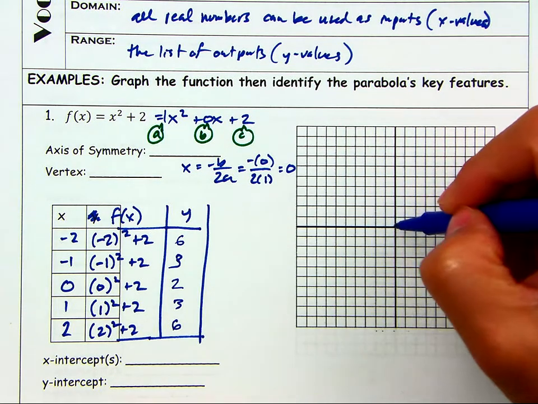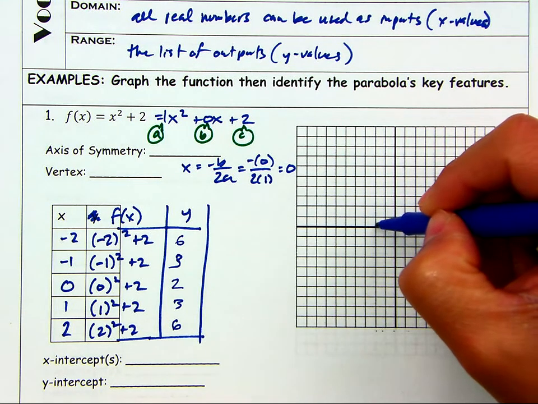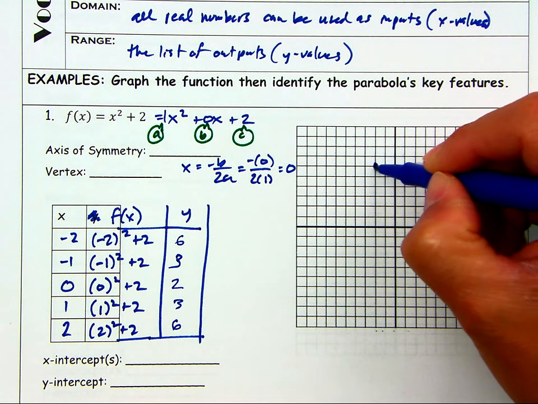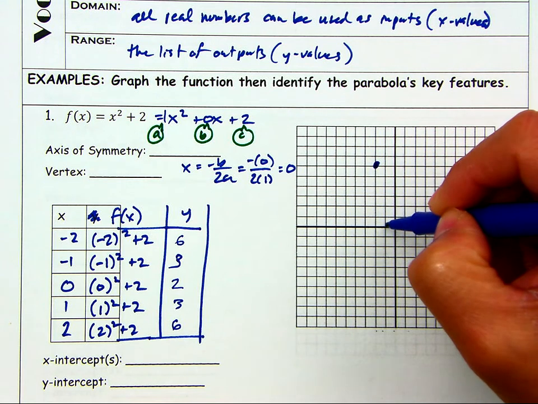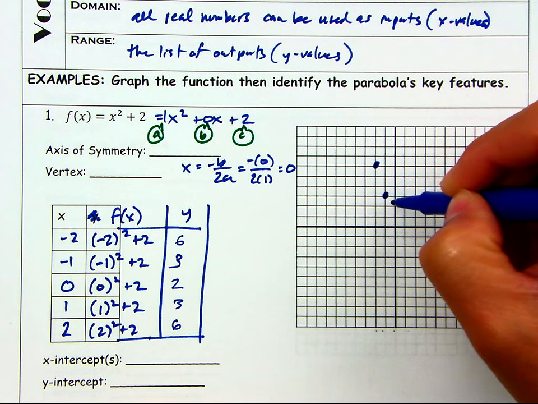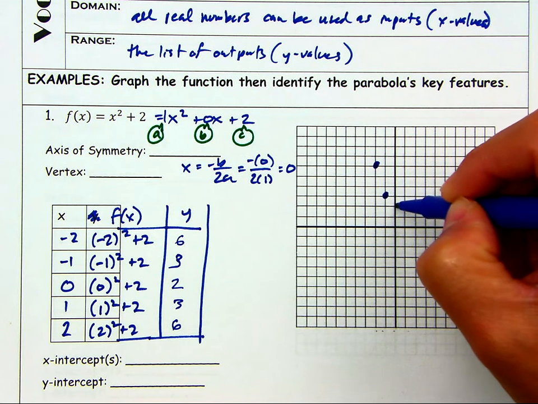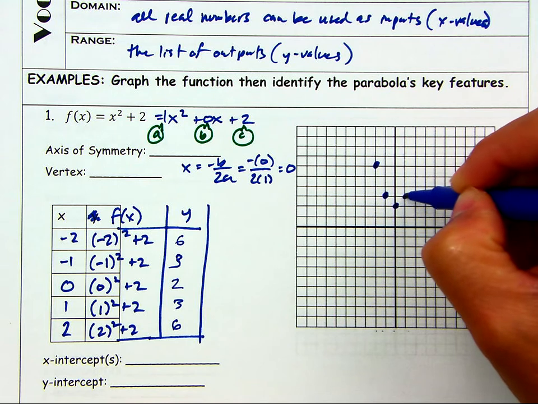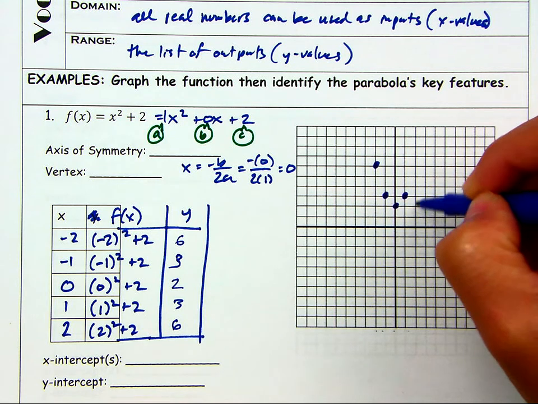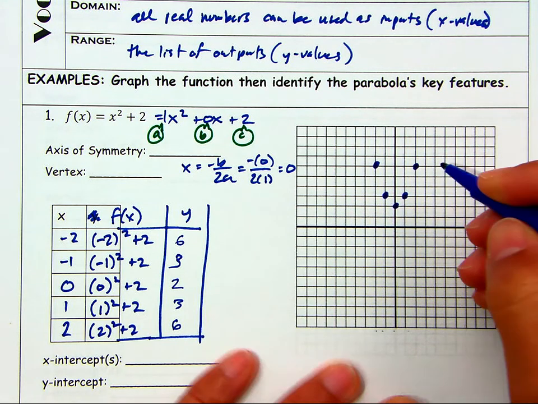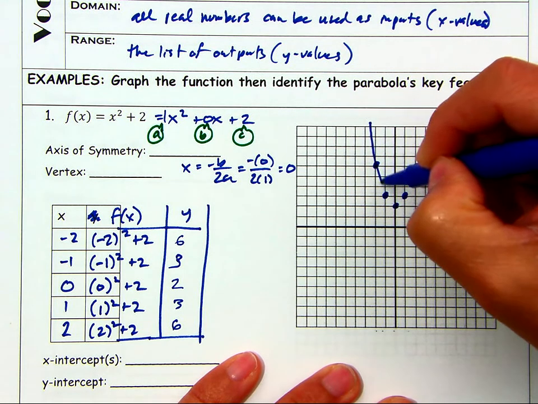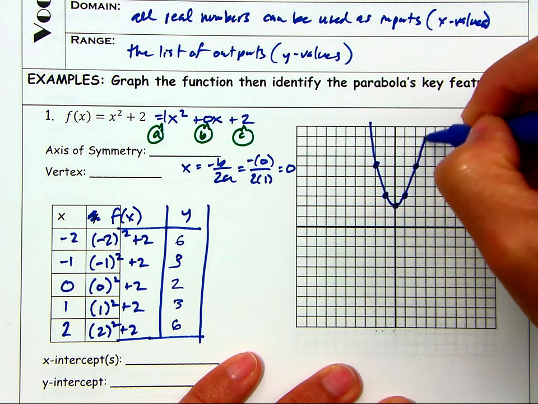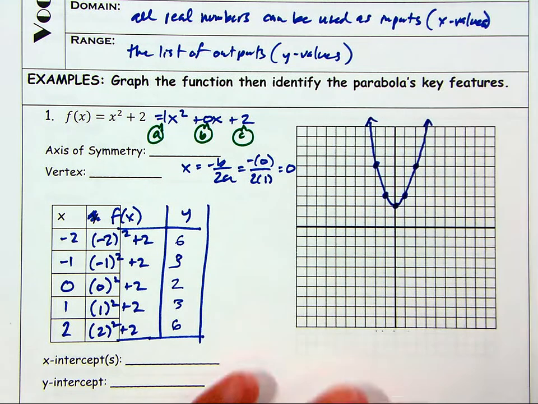X negative 2, y 6. X negative 1, y 3, x 0, y 2, x 1, y 3, and x 2, y 6. Okay, and so we see that definitive U shape, right? That's our parabola. All right, so now let's figure out the vertex.